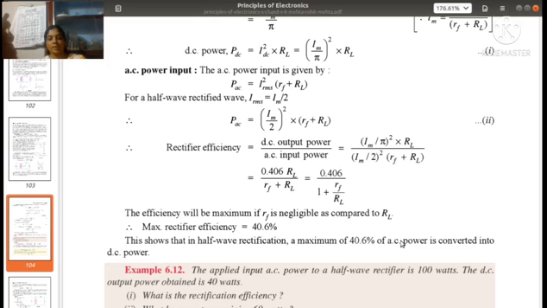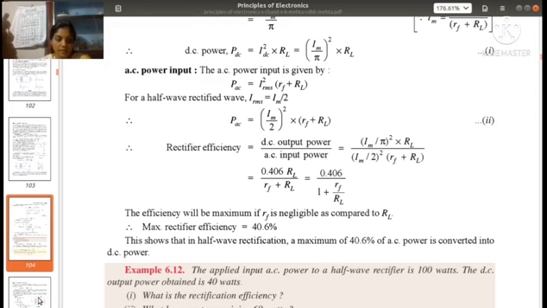So we have calculated the efficiency of the rectifier circuit, which gives you a value of 40.6%, which means only 40.6% of the input AC is converted into DC at the output. So this is about the efficiency of the half wave rectifier.